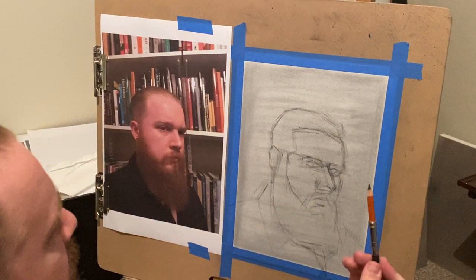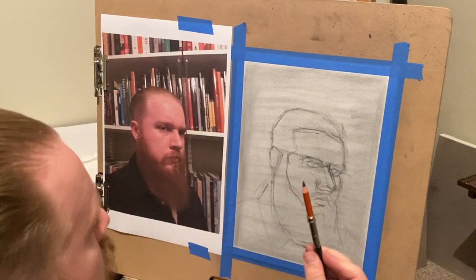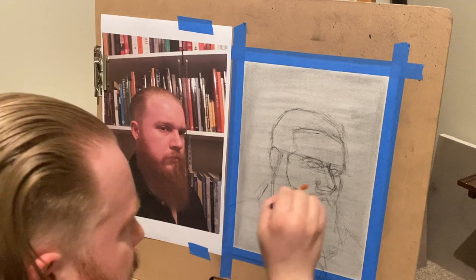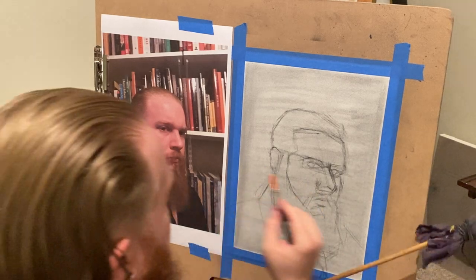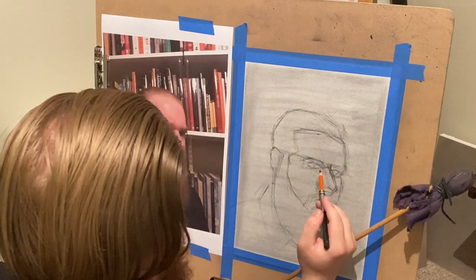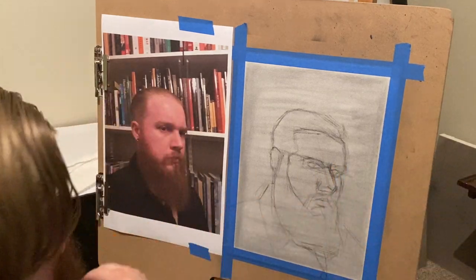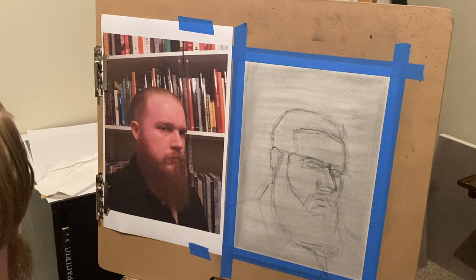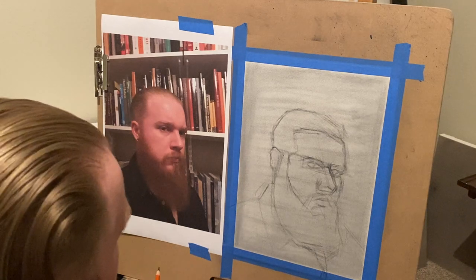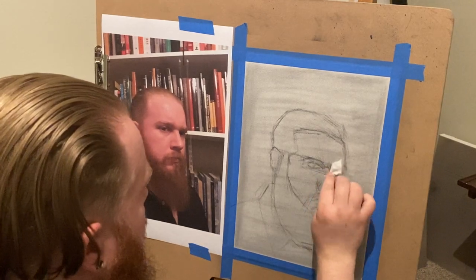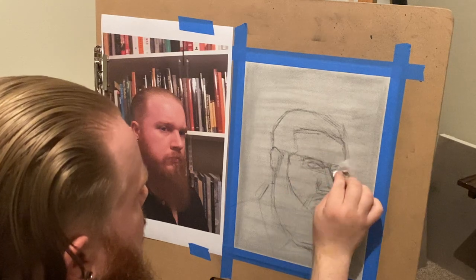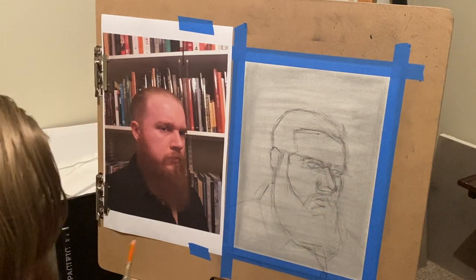But as I work with this pencil, I don't want to push down really hard. I still want to be kind of loose and sketchy. That way I can smudge it out and erase it easier if I need to. In fact, I'm probably going to take a little bit of this stuff down just so it's not quite so dark.